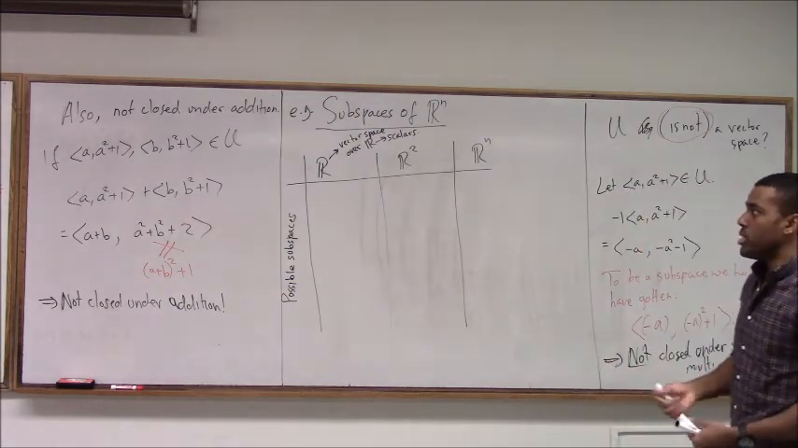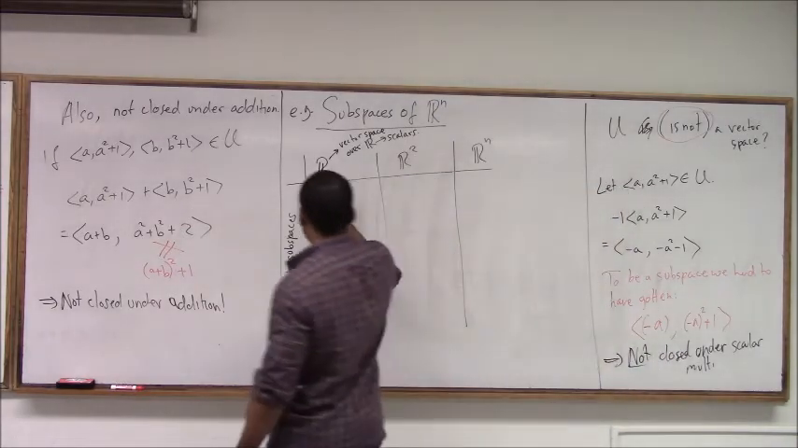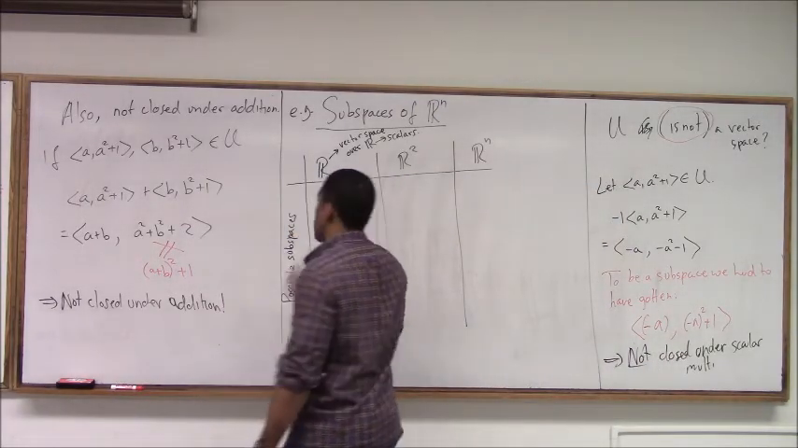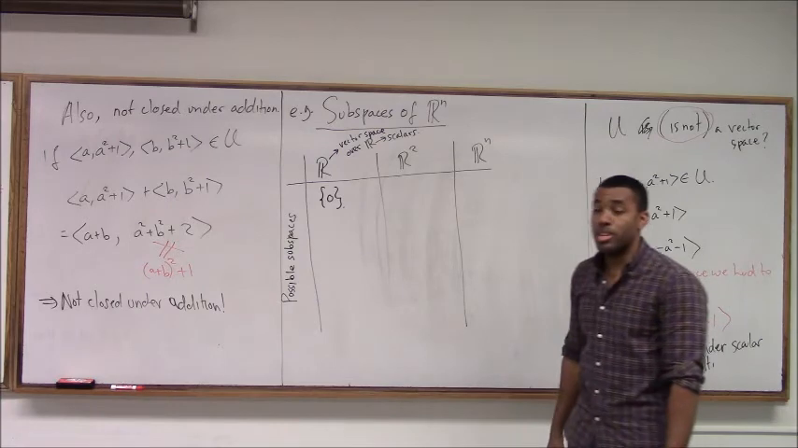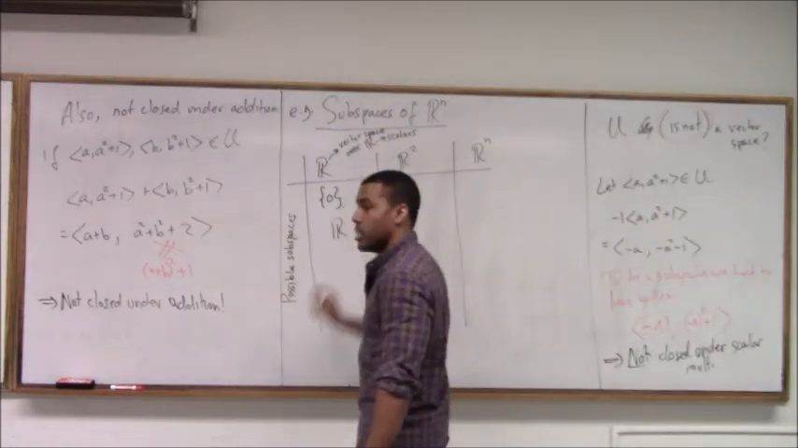Start with the easier ones. There are 2 that are easy. If I look at the set that only contains the real number 0, that is a subspace. What's another one? The space itself is a subspace. What is another one?